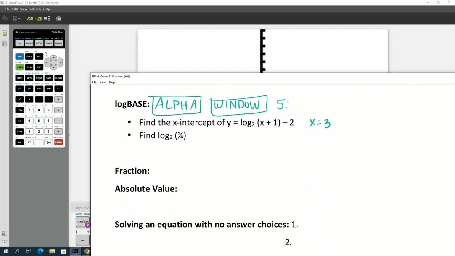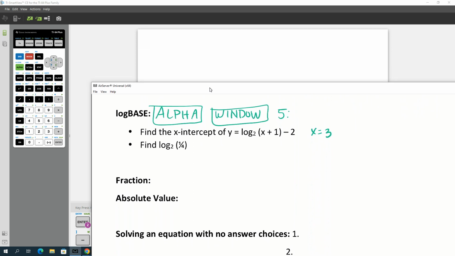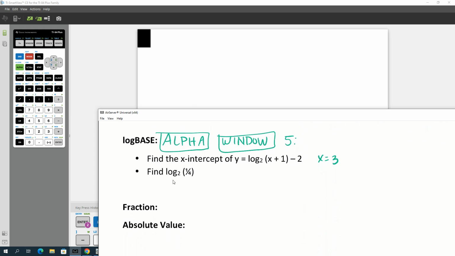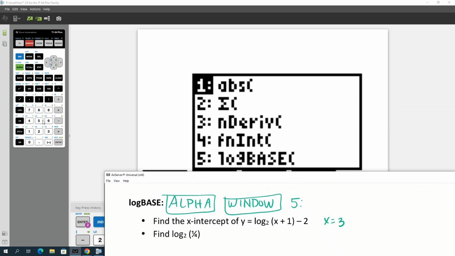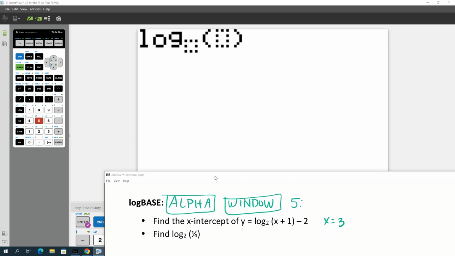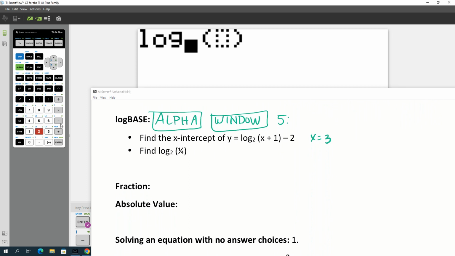Okay, to get the second bullet, we just go back to the regular home screen. So second mode to quit just to get to the regular screen. All right, we want to get log base again. So that's alpha window, and then number 5 is log base. And then we'll just put in our 2, and we'll put in our 1/4. And that's just going to be negative 2.